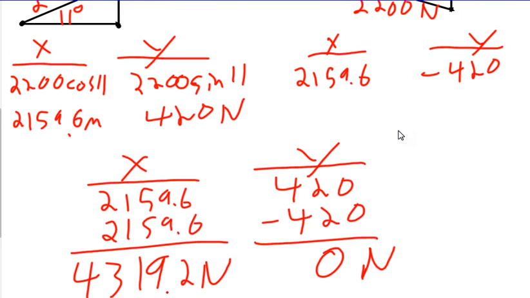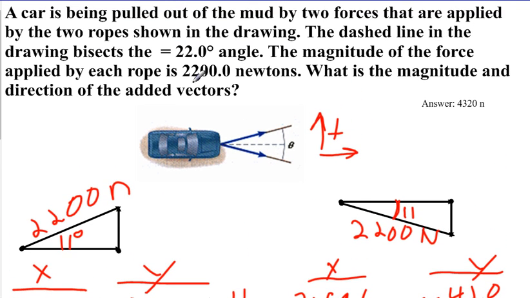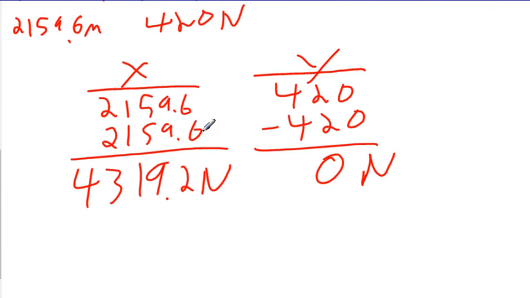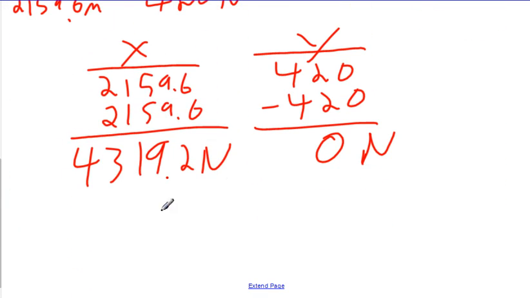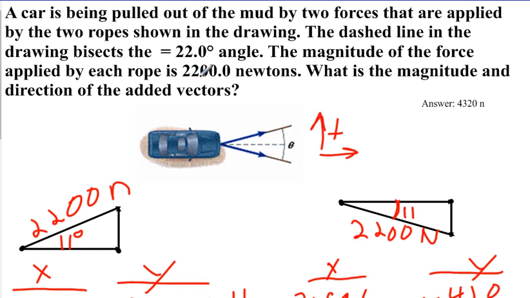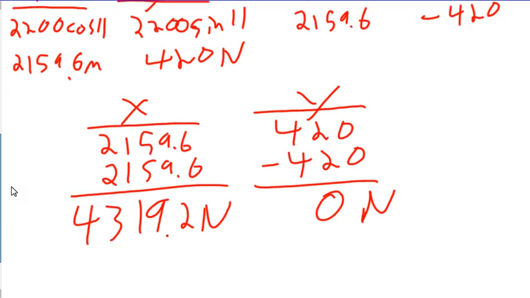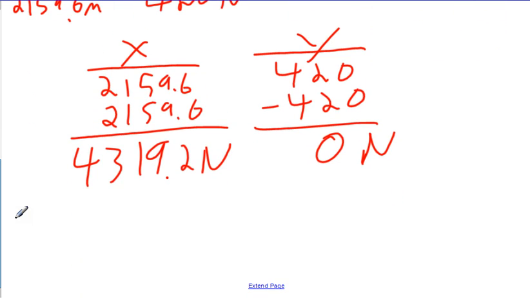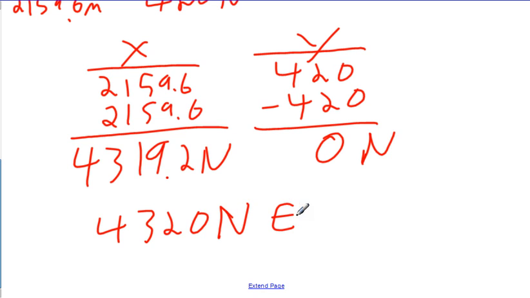So in this case, if we are asked for the final resultant, what is the magnitude and direction of the added vectors? In this case, we only have an x component because our y component is 0, and with significant digits, we have a total of 3 significant digits, 22.0 and then 2200.0, so we use a 3. And so this becomes 4,320 newtons going east.